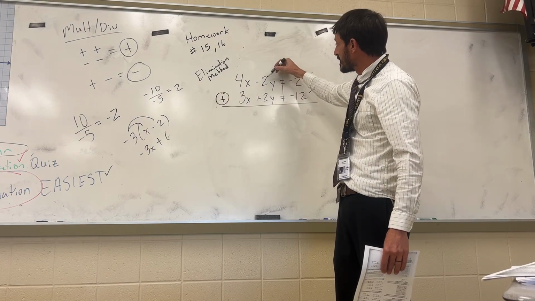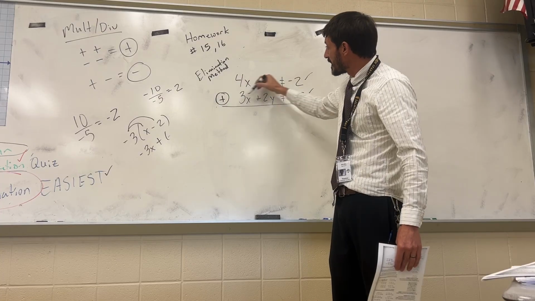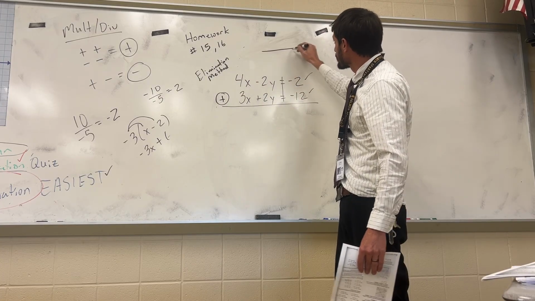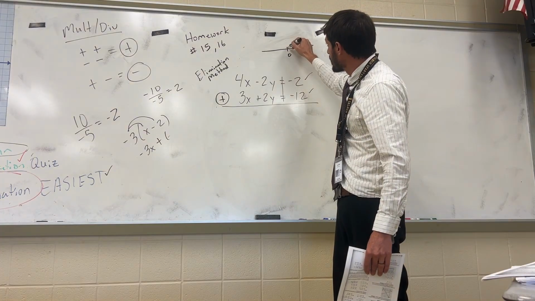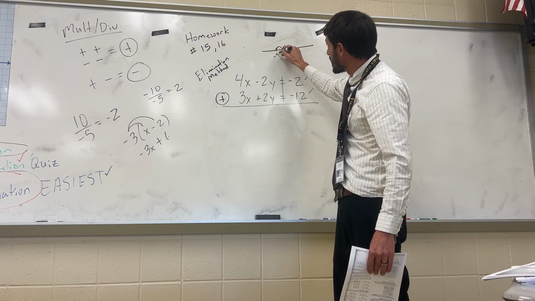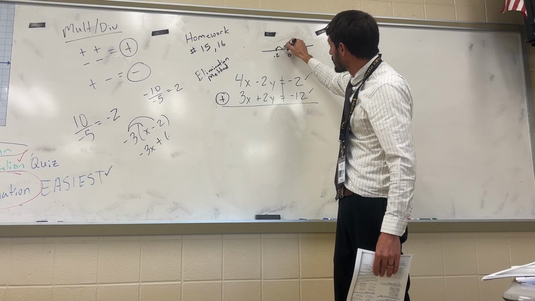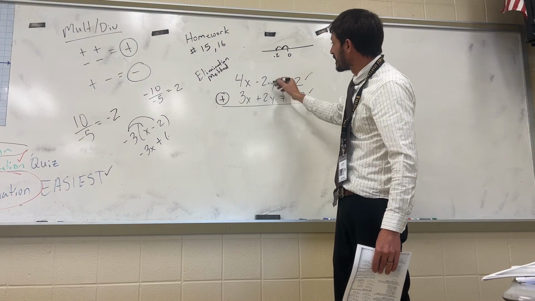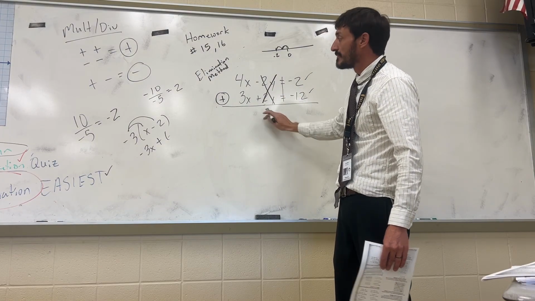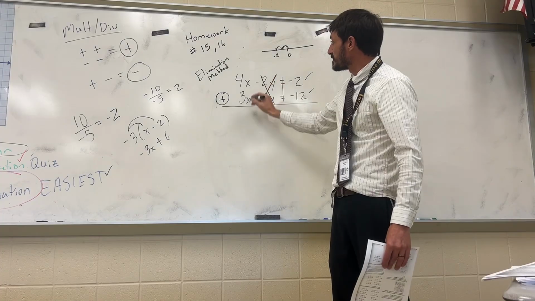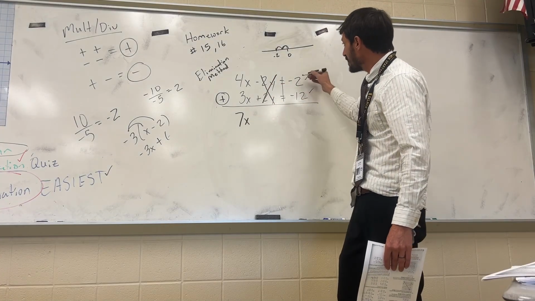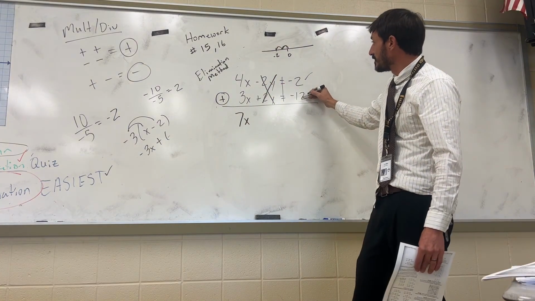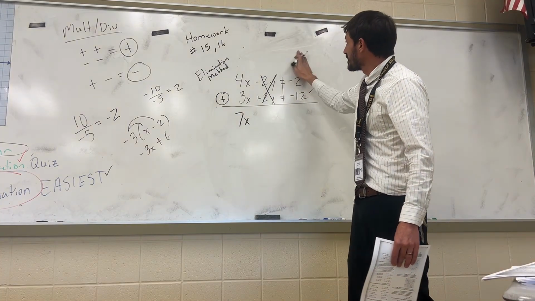And this means that if I take a negative 2y and add a positive 2y, remember, we just think of a number line. If I go left 2, I'm at negative 2. And then if I go right 2, I'm right back at 0 again. Negative 2 plus 2 is what? 0. Let's go ahead and add everything else. 4x plus 3x is 7x. Negative 2 plus negative 12. Remember, we're thinking number line here, guys.